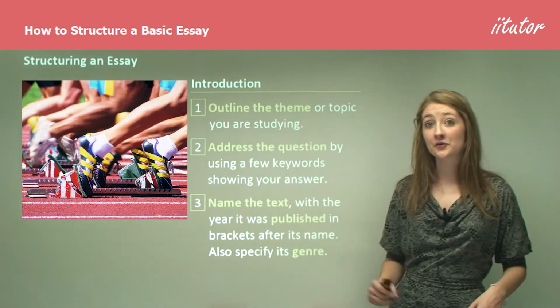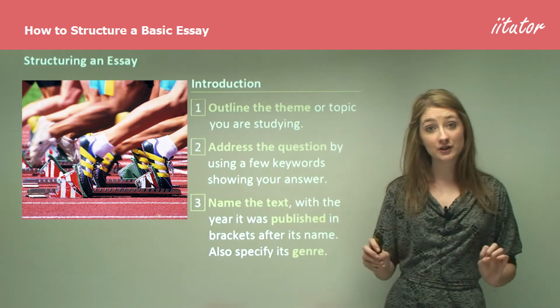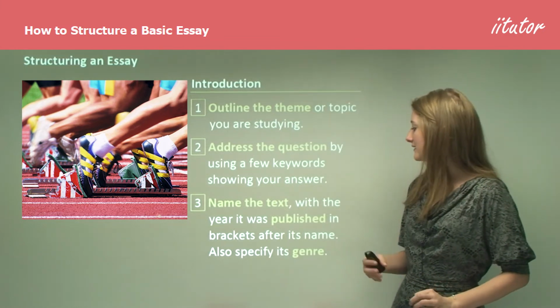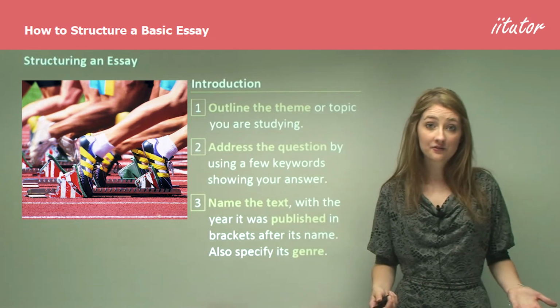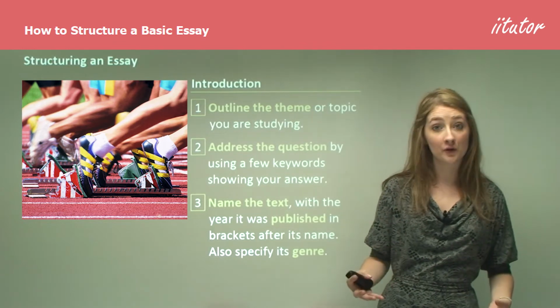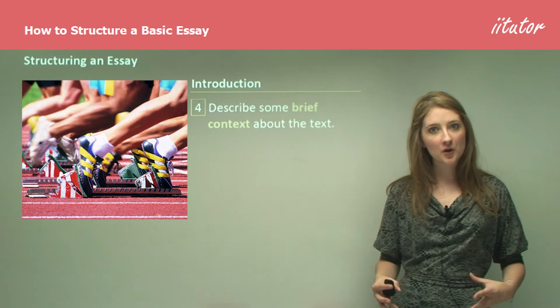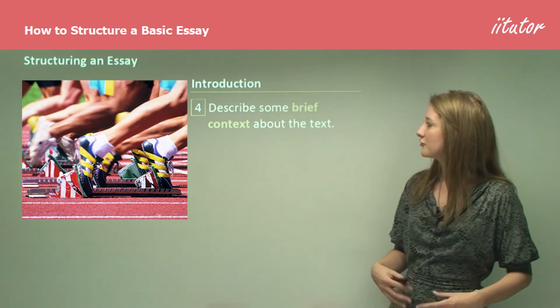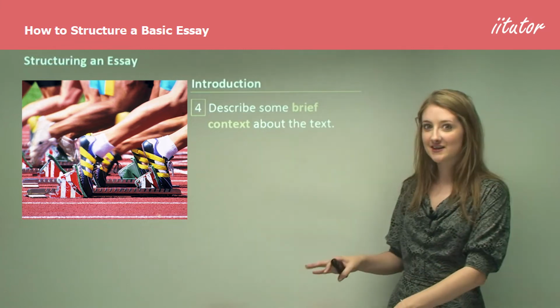Thirdly, you need to include the name of the text, and this will also include a bit of extra information. Things like the year it was published in brackets after its name and what genre it is. So you might say the name of the text, the year, and then say, this is a film, or, this is a work of fiction. The fourth thing you're going to do in your introduction is to describe some brief context about the text. Brief is the key word here.